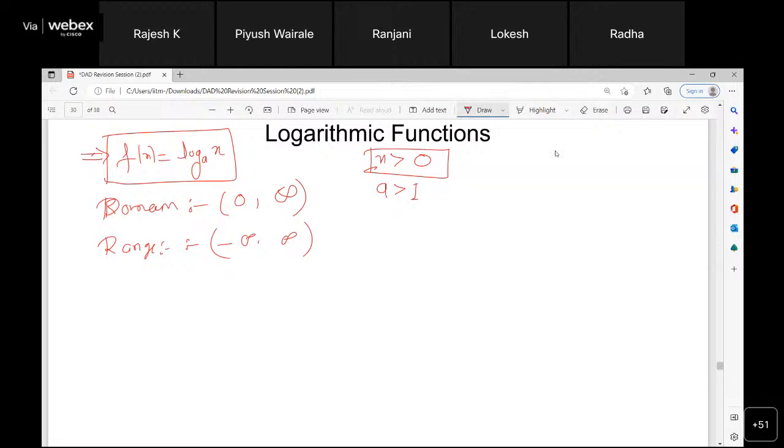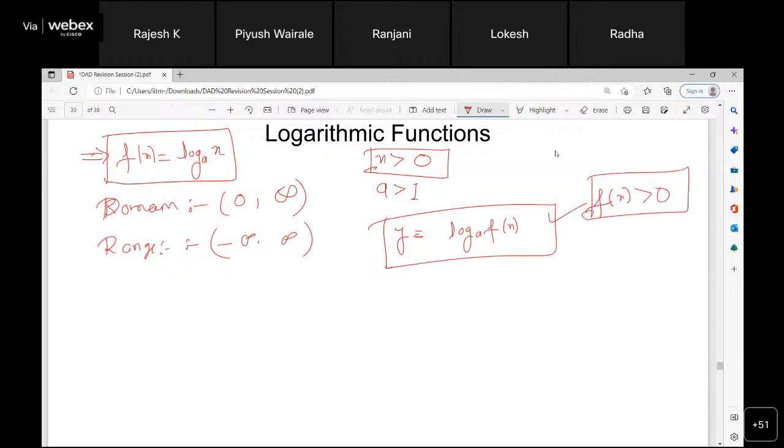So what I'm saying, if I replace x by f of x and say this is y, now this function is only valid when f of x is greater than 0. For any value, if f of x is not greater than 0, this function will not be defined, because that particular function must be greater than 0. So it is not in the domain of that logarithm function, right? Are you getting what I'm saying?